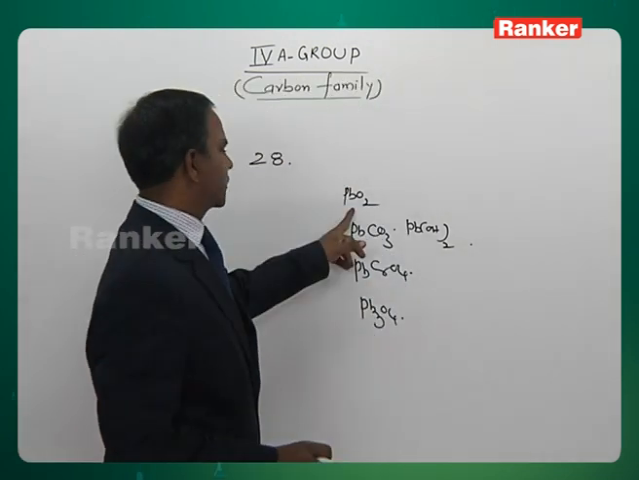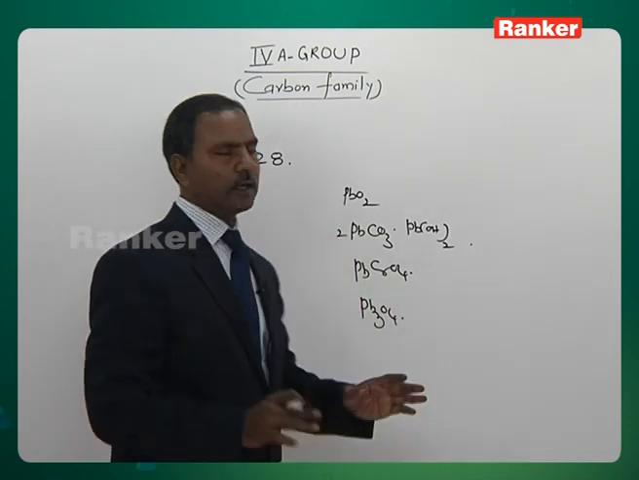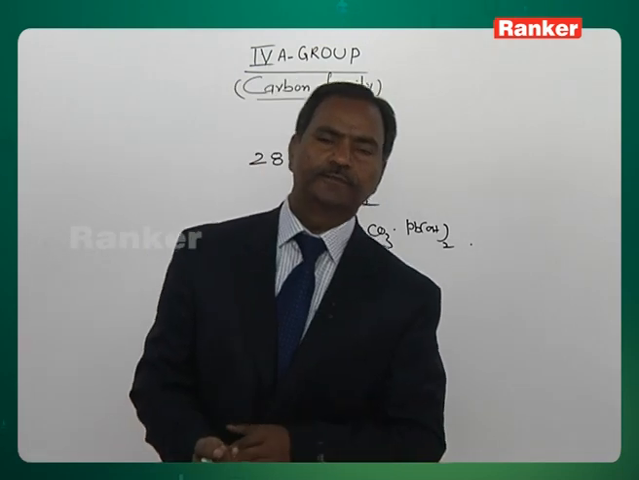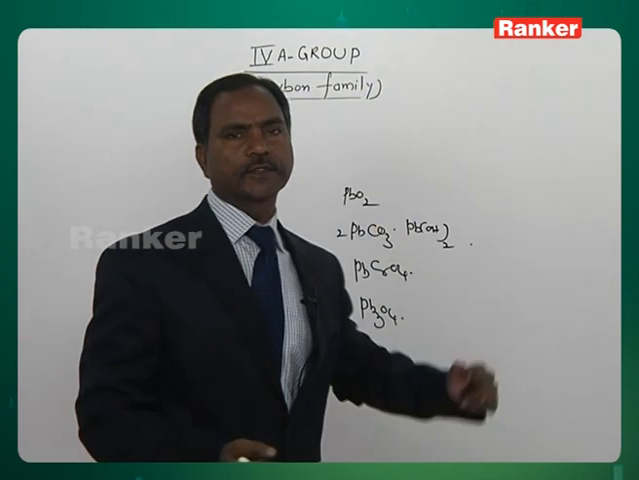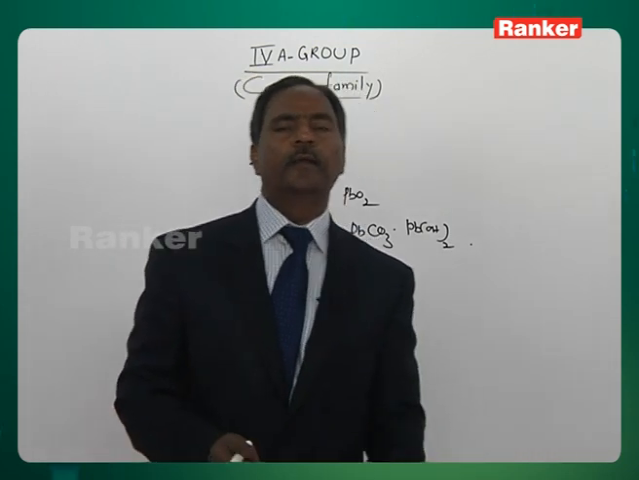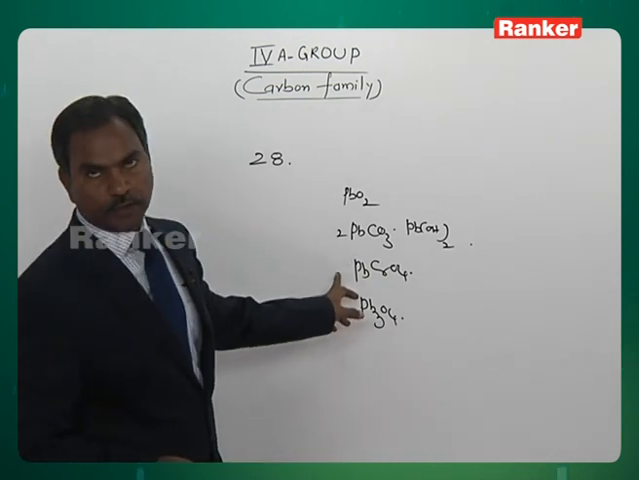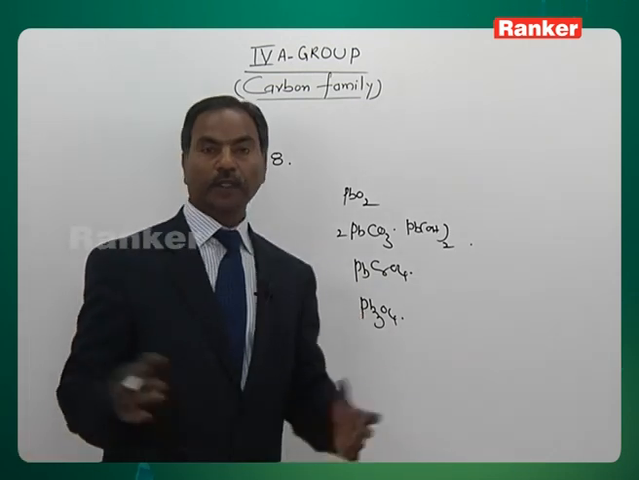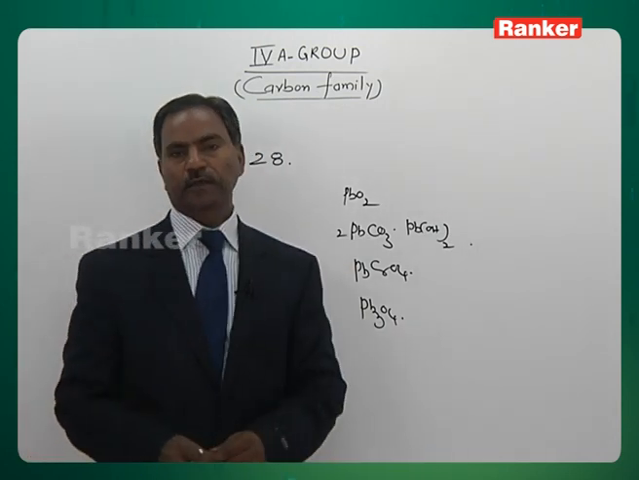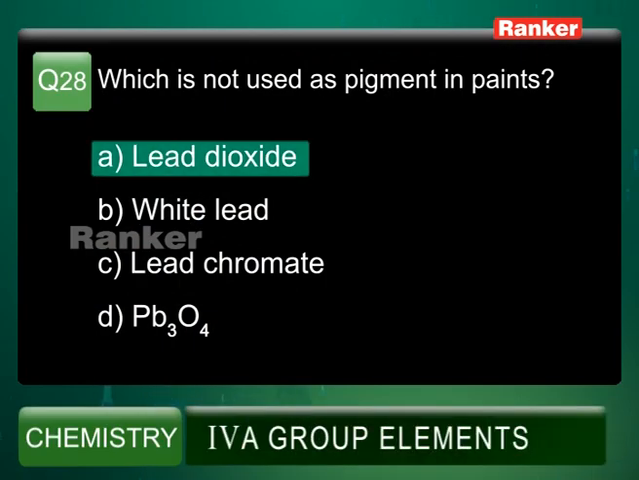Generally, lead dioxide is not used as a pigment because it is generally used in the match industry. In the preparation of match boxes, this particular lead oxide is used. This is generally not used in paints as a pigment. White lead is used. Lead chromate is orange in color. This Pb3O4 is dark red in color. These three are generally used as pigments, but not PbO2. Therefore, question number 28, answer is E.